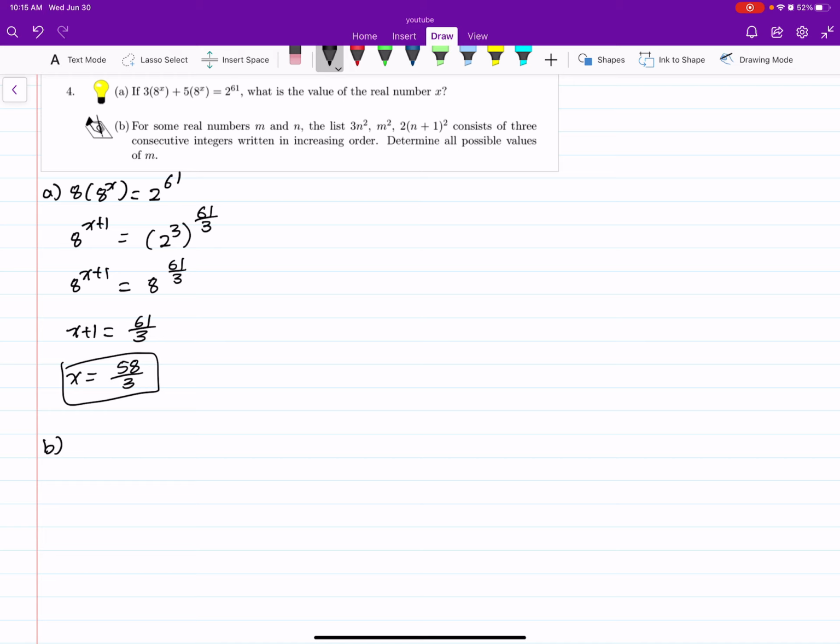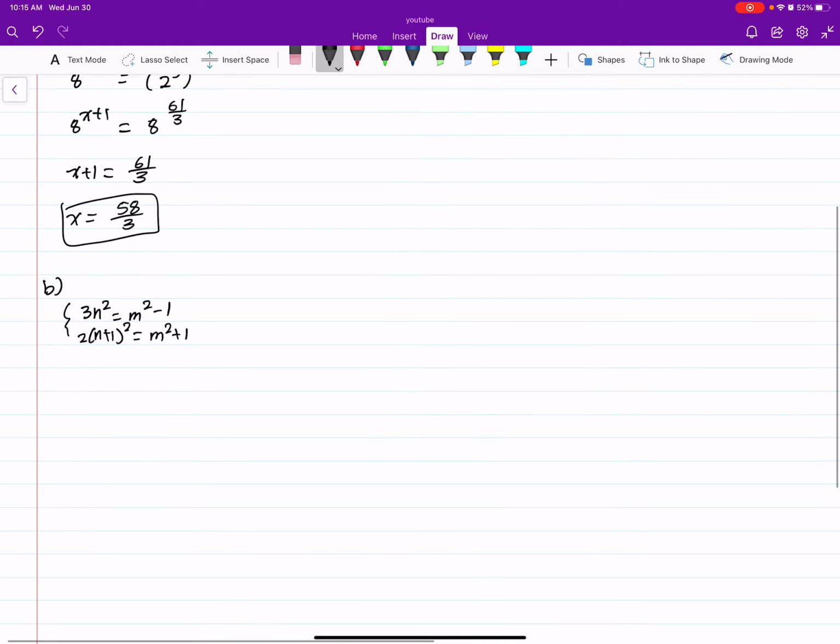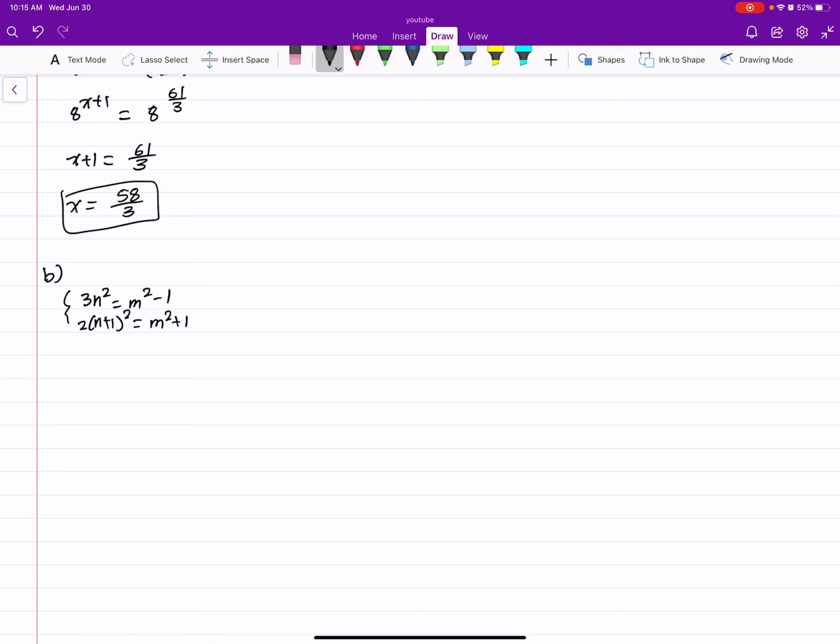One important thing to know is that since they're consecutive, 3n squared can be expressed as m squared minus 1. So 3n squared is equal to m squared minus 1. And the same thing applies for 2 times n plus 1 bracket squared. That is equal to m squared plus 1. So from here, we can easily isolate m squared. From equation number 1, m squared is equal to 3n squared plus 1.